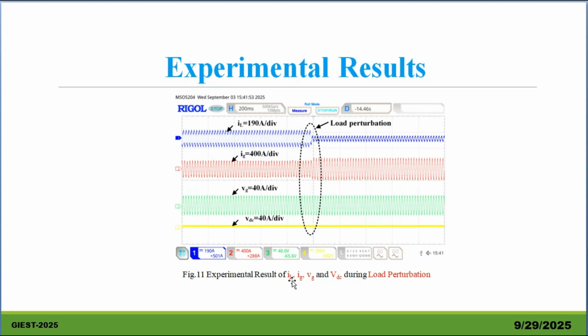Experimental result of IL, IG, VG, VDC during the load perturbation. When load perturbation takes place, the load current is reduced, whereas the grid current is increased. Here we see that the grid voltage is maintained, and the DC link voltage is also constant.